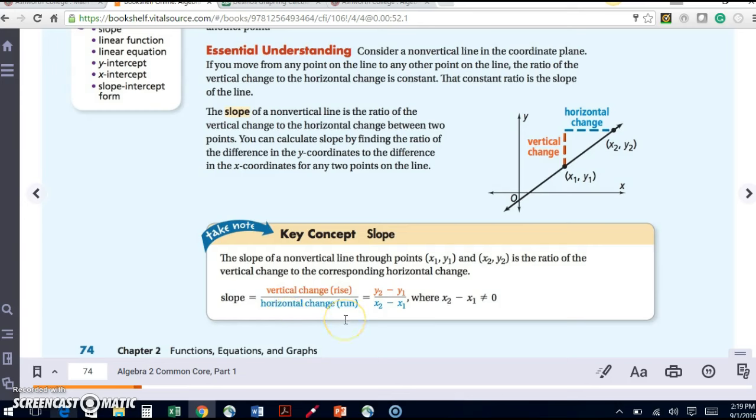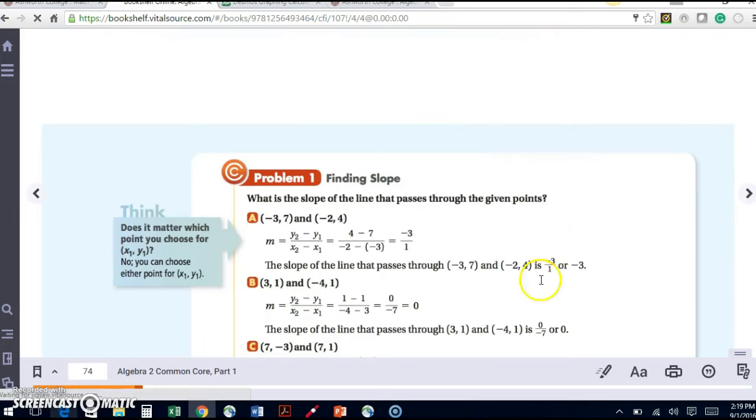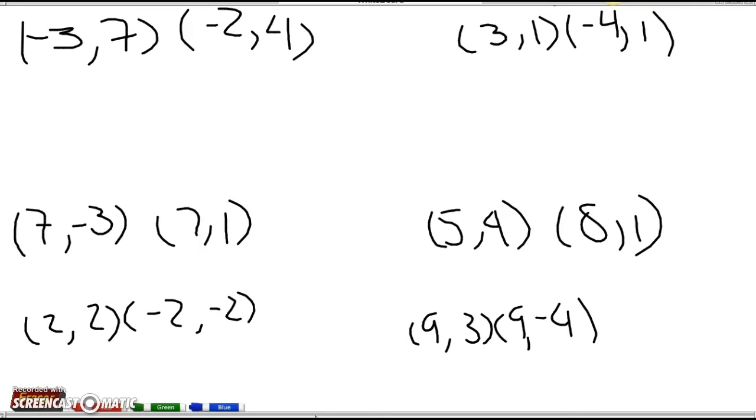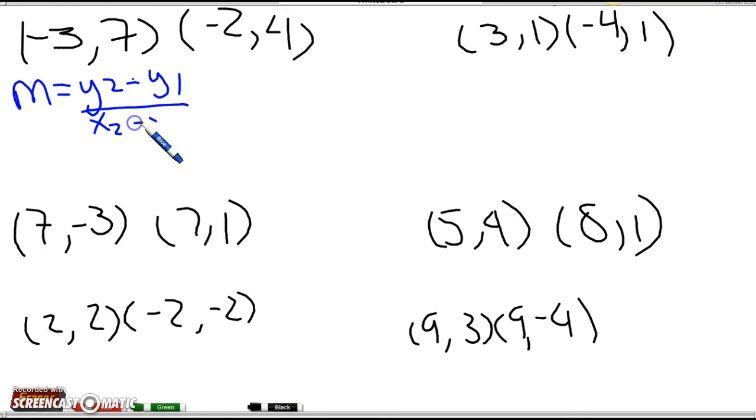So rise over run. And it's calculated by doing y2 minus y1 over x2 minus x1, where x2 minus x1 is not equal to 0. So keeping that idea in mind, let's use the formula. Slope is equal to y2 minus y1 over x2 minus x1. Now it doesn't matter which one I choose to be my first point or my second point, as long as my x2 goes with my y2 and my x1 goes with my y1.